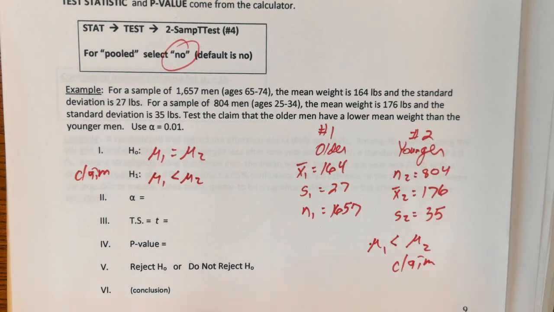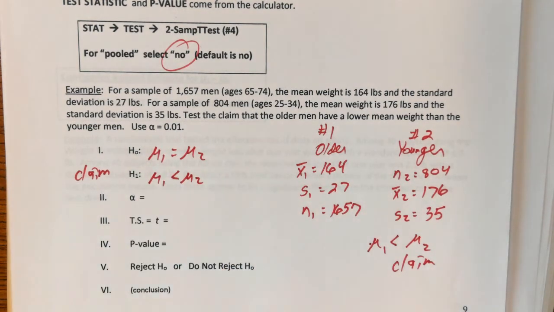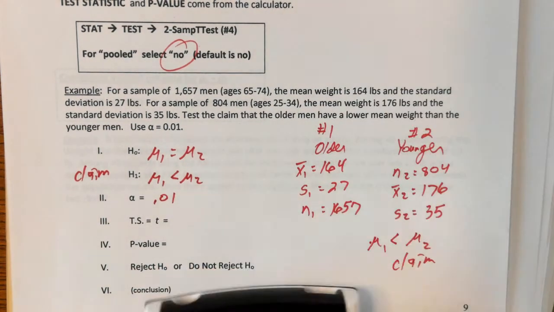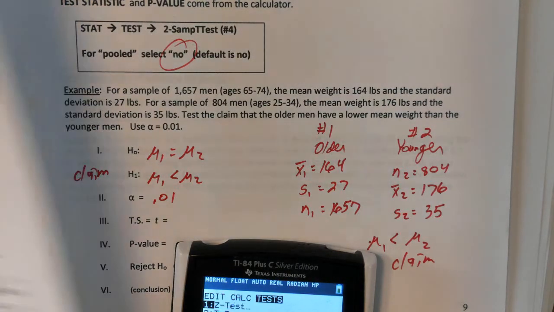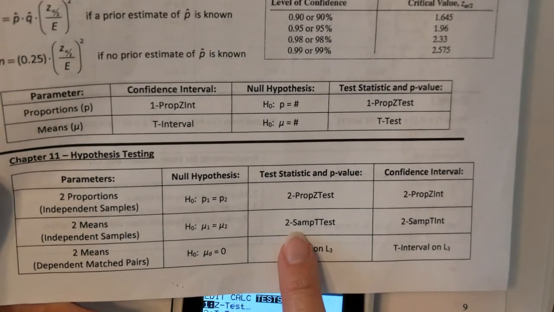Remember, we always have to put mu1 first. That always has to be our first number here. Our level of significance was 0.01. And now I'm going to feed this into my calculator. So I'm going to go to Stat, Test, and they are telling us, remember, to pick 2 sample t-tests.